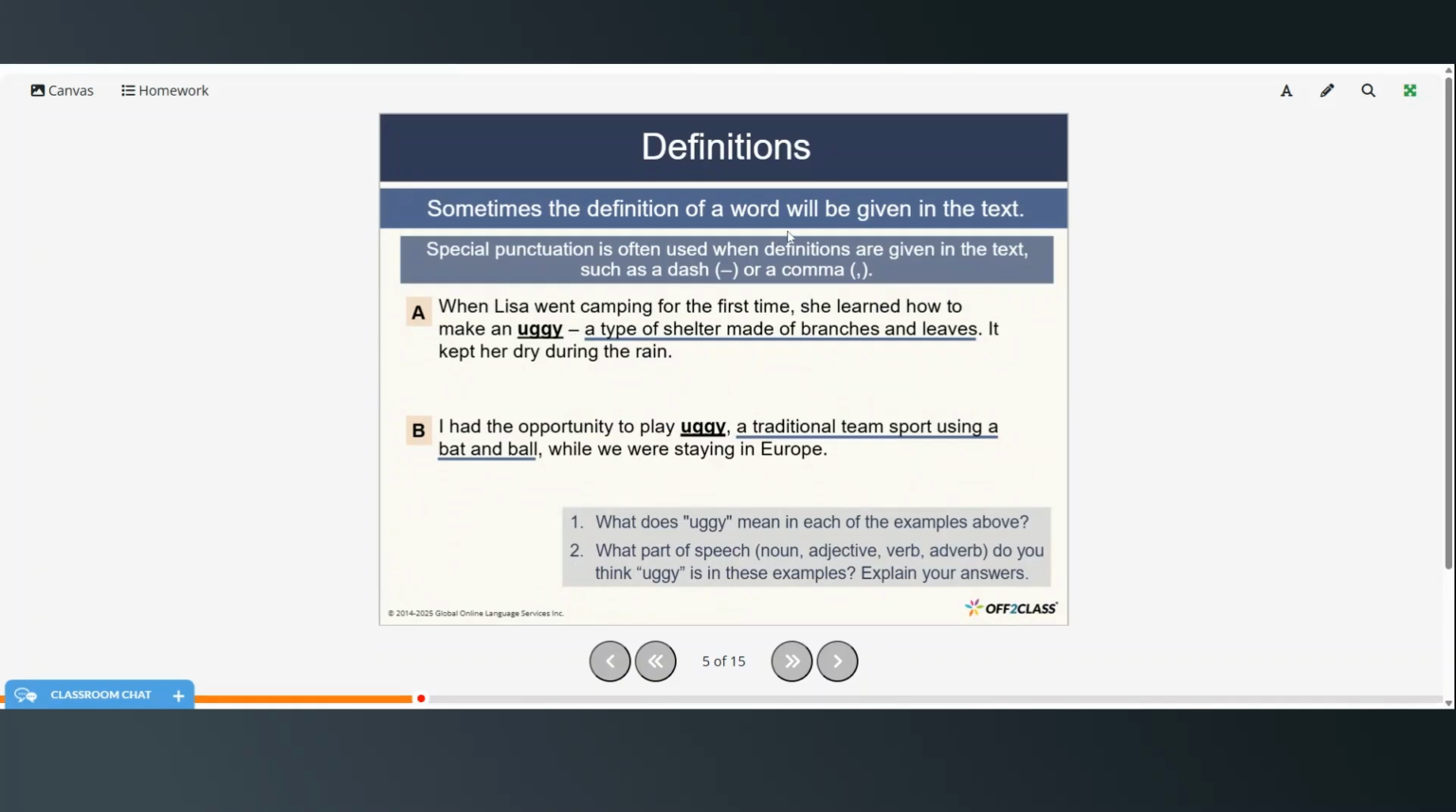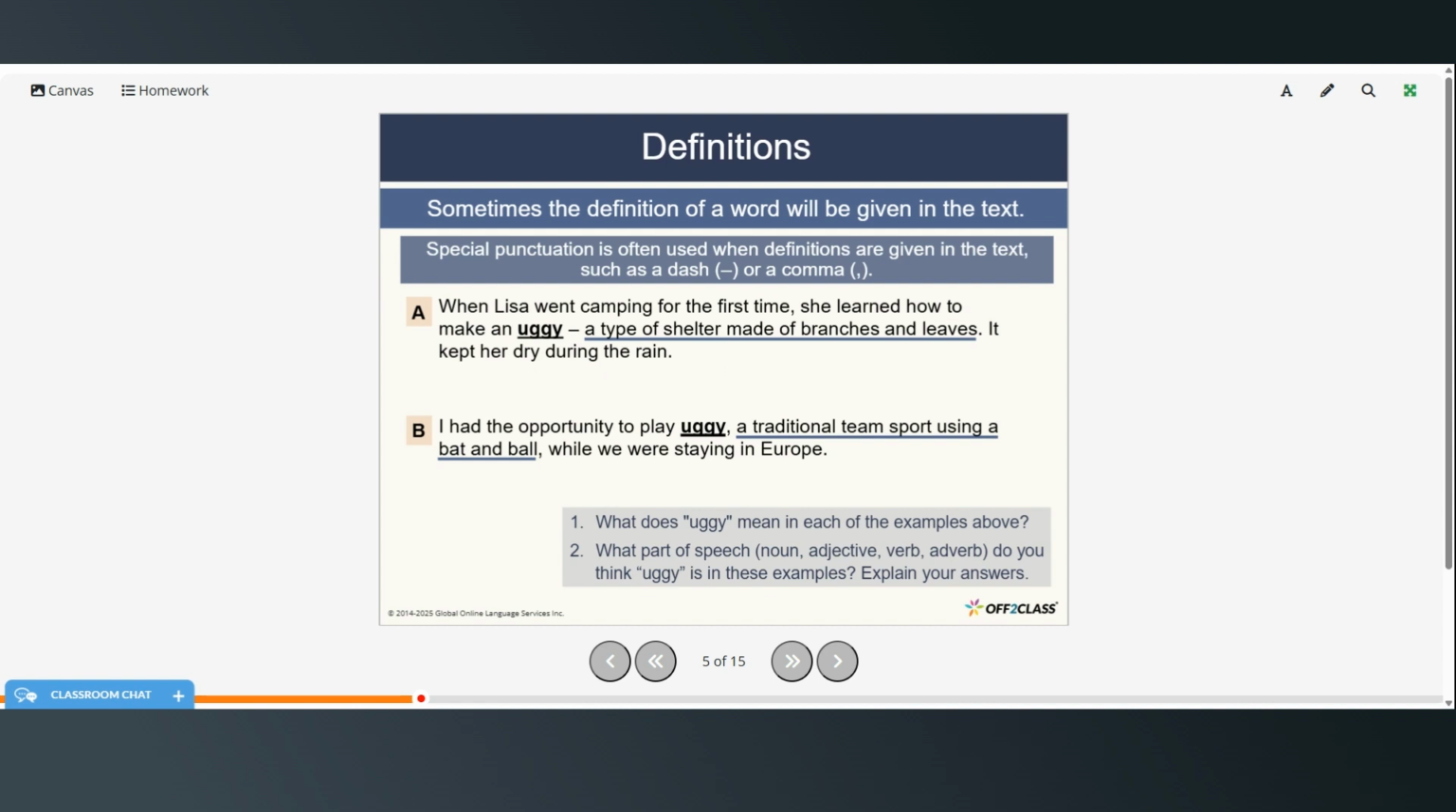So sometimes the definition of a word will be given in the text. Special punctuation is often used when definitions are given in the text, such as a dash or a comma. So here's some examples. When Lisa went camping for the first time, she learned how to make an uggy, a type of shelter made of branches and leaves. It kept her dry during the rain.